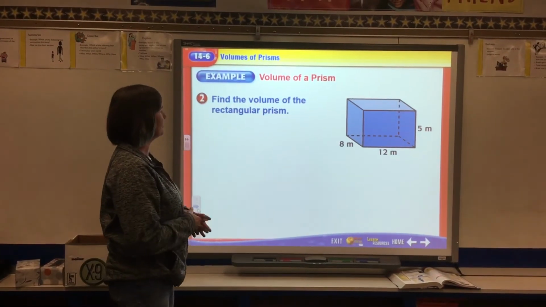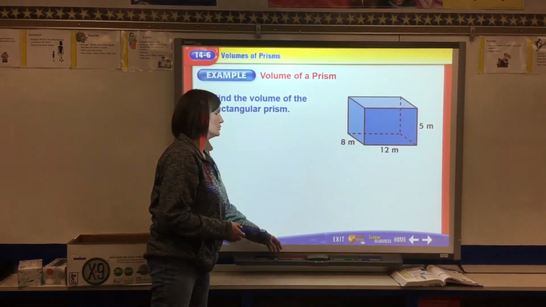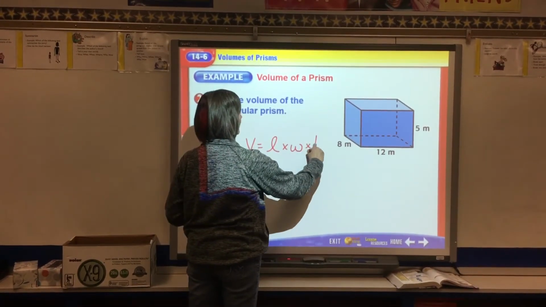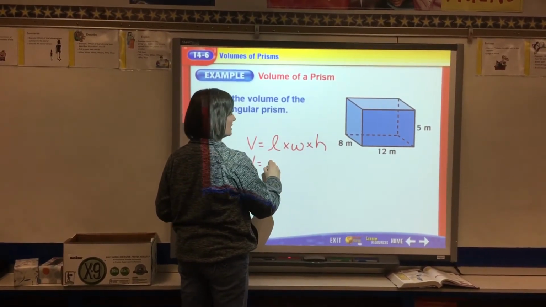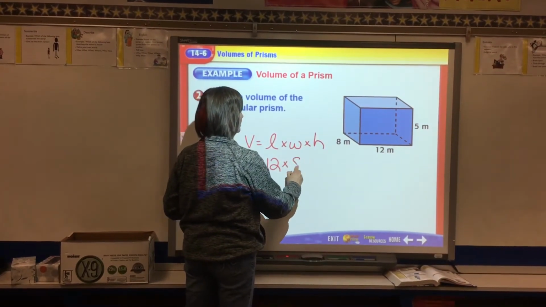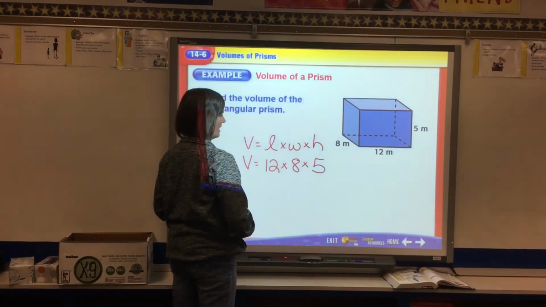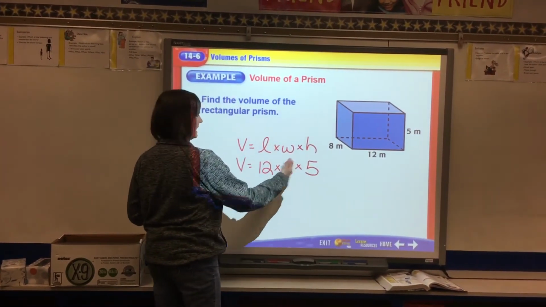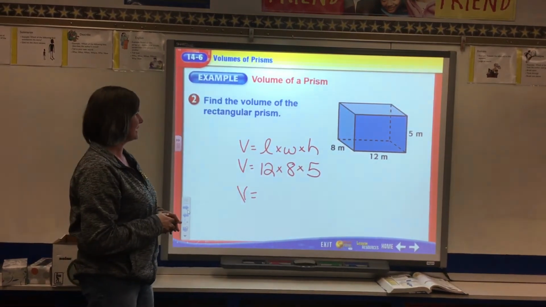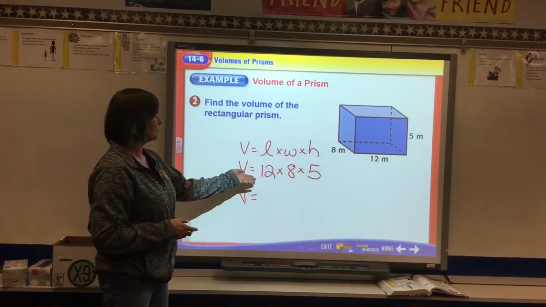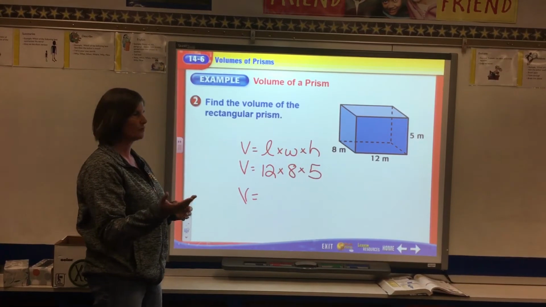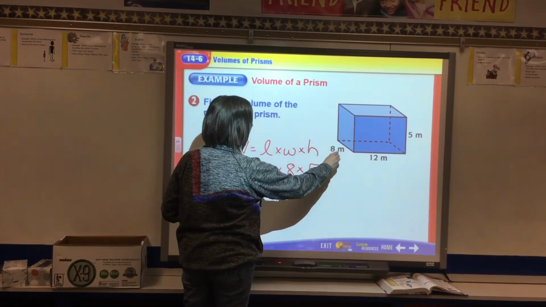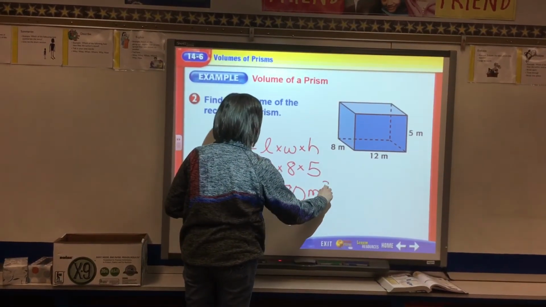Here's an example of a rectangular prism. Again, we're going to use that formula, volume equals length times width times height. We just substitute in those numbers. We could take 12 and multiply it by 8, and then multiply it by the height of 5. When you multiply those together, I would start with what you can do mentally. 8 times 5 is 40, and then we can multiply it by 12. 12 times 4 is 48. Add the 0 on, it would be 480. We're working with meters here, so it would be meters cubed.